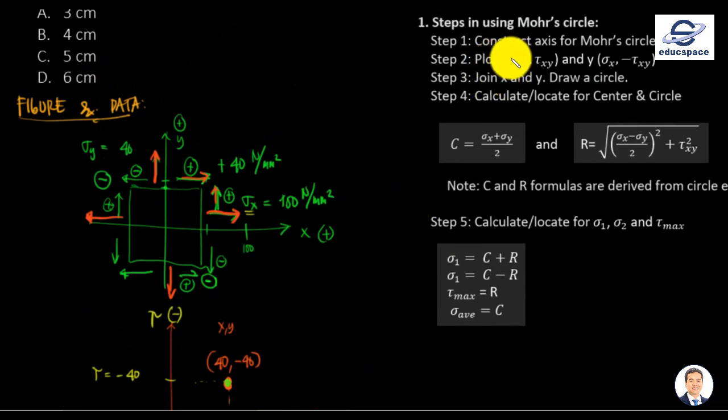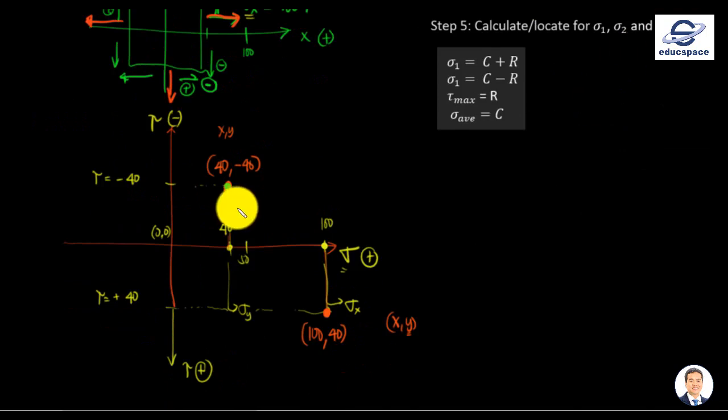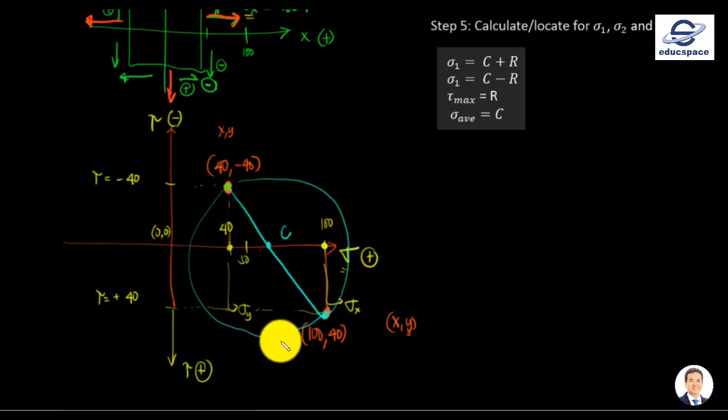Okay, so we plotted our normal stress and shear stress on our plane. Now, we will join X and Y and draw a circle. So just a straight line. Let's use a different color. Okay, so this is our diameter. And this one is represented by our center. So we can project our circle like this.